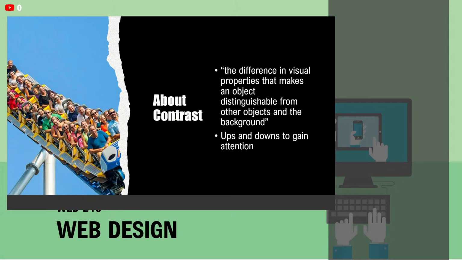But what if we could change that up a little bit? What if we could do something that would draw more attention to another part of the page? Like, what if we were to take this particular bullet point, ups and downs to gain attention, and draw a big, bright, bold square around it?